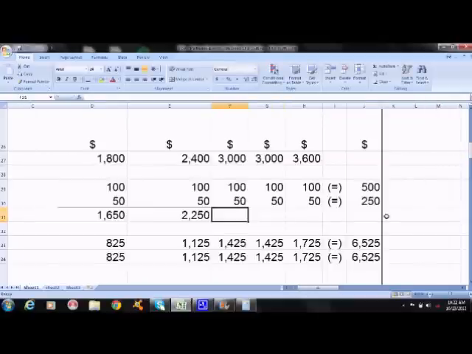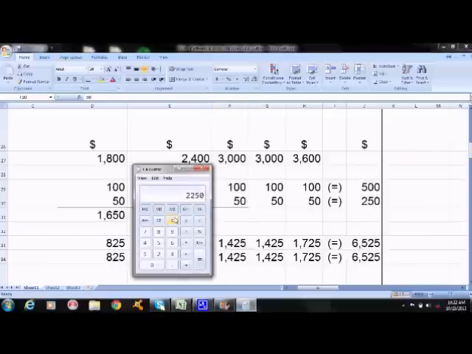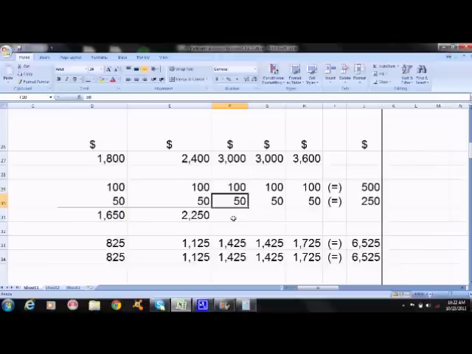In this case it would be 3,000. We say that we will have 3,000 minus 150 again. That will be equal to what? 2,850. And this is the same thing, 2,850.